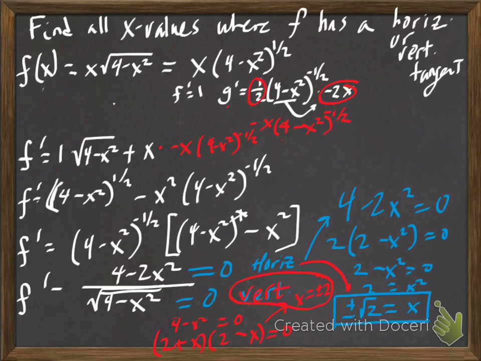So if you actually graph this function, you'll notice it's quite funky looking. You have some peaks, you have some valleys, and some other interesting behavior there, and this tells us basically where the slope is 0 and where the slope is undefined.